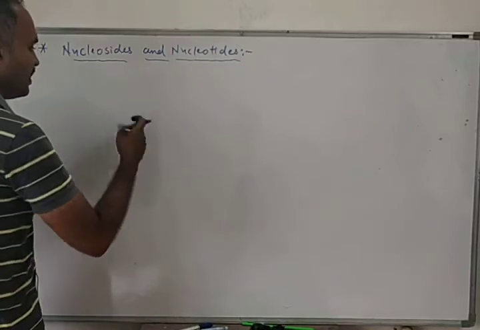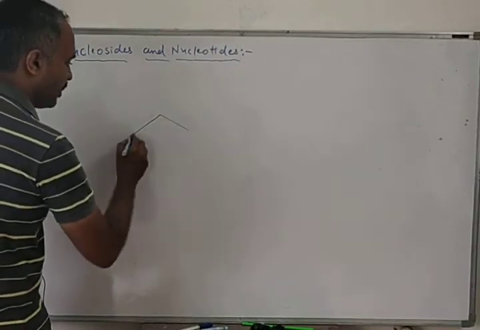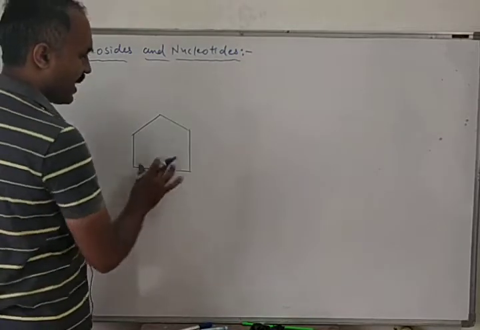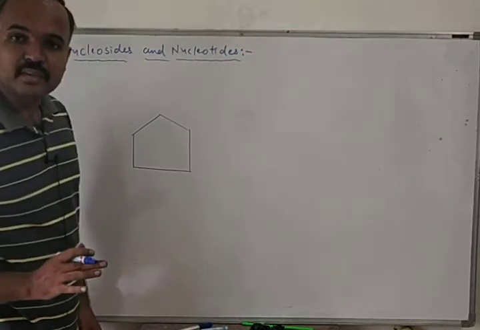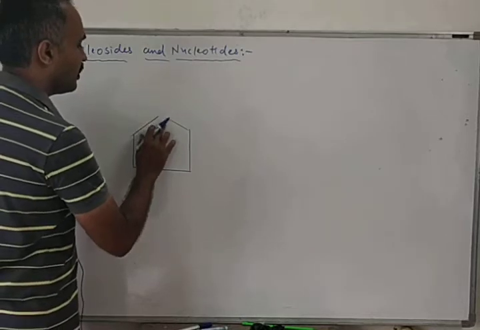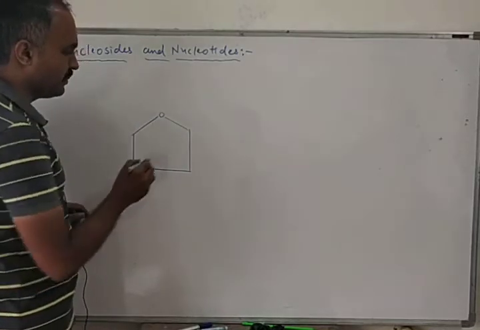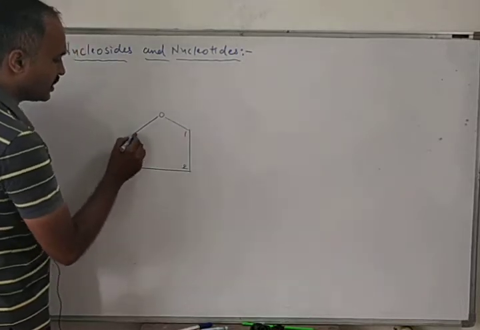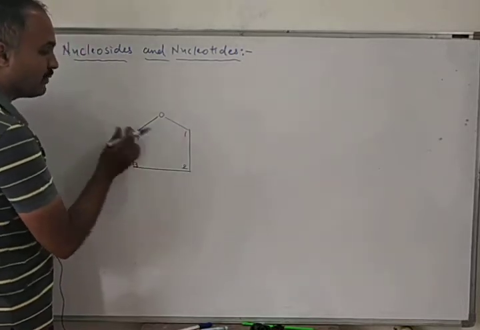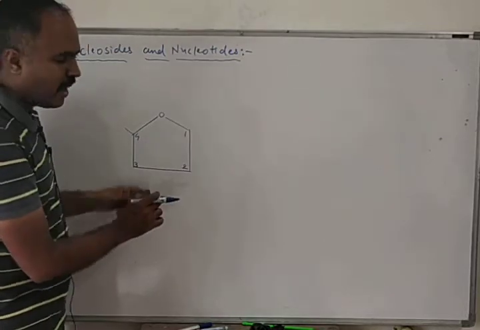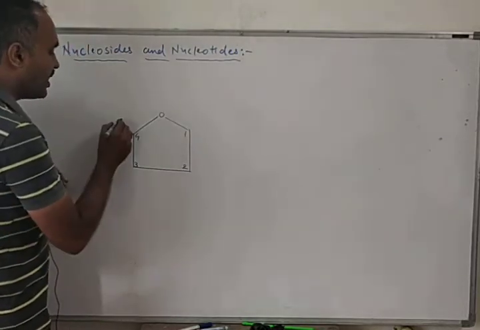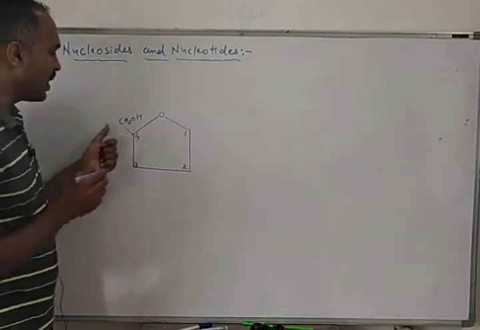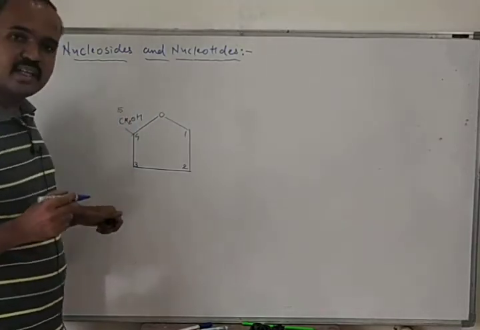So this is a pentagon, and this pentagon has 5 carbon in it. Here on this position oxygen is present. This is known as first carbon, this is second carbon, this is third carbon, this is fourth carbon, and out of the ring, this is known as pentagonal ring, and out of the ring an extra carbon is present in form of CH2OH. That is known as fifth carbon.